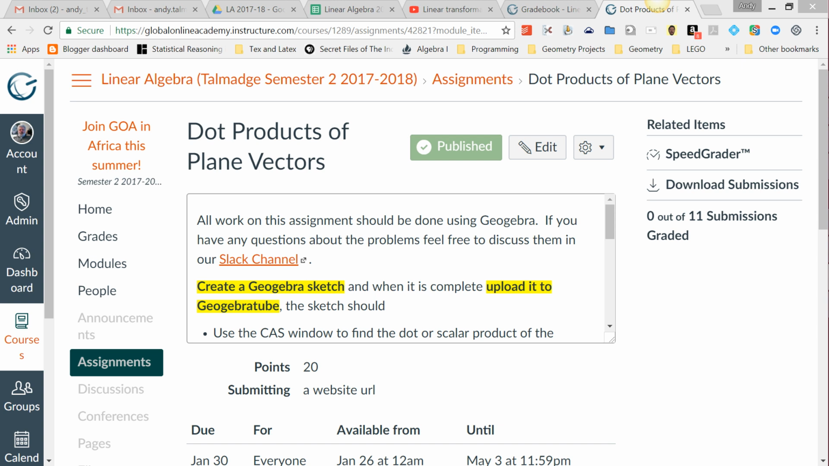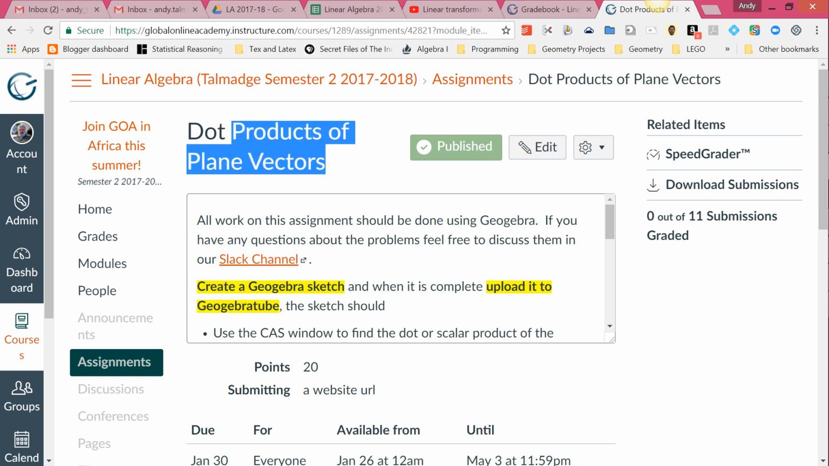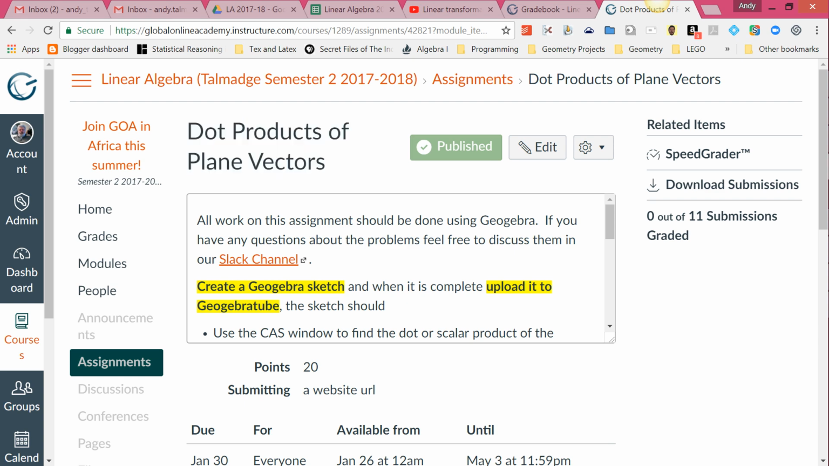Hi folks, I've noticed that we're still having some minor trouble with using the computer algebra system within GeoGebra to make some computations. I just simply want to show you that if you follow the notes and follow the book, many of these computations are fairly straightforward. I'm going to be doing the work that's in this assignment called dot products of plane vectors.